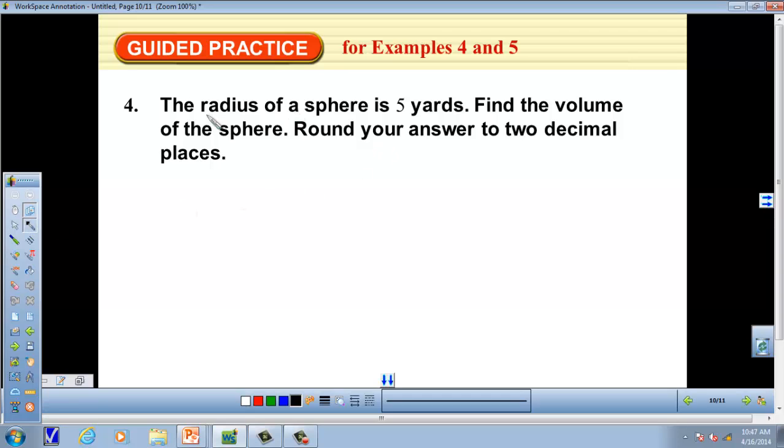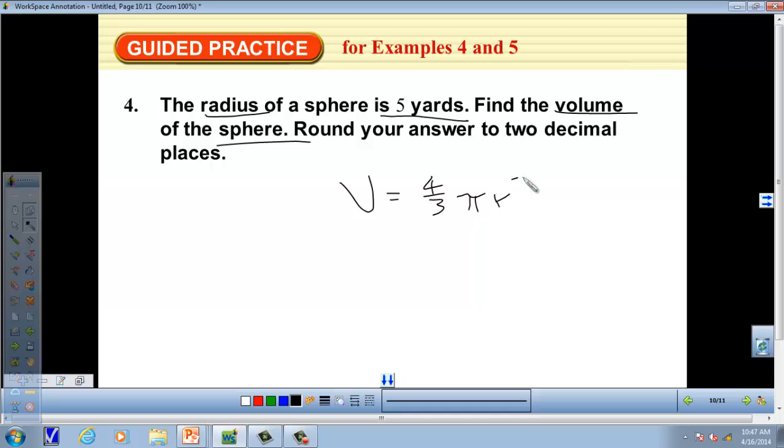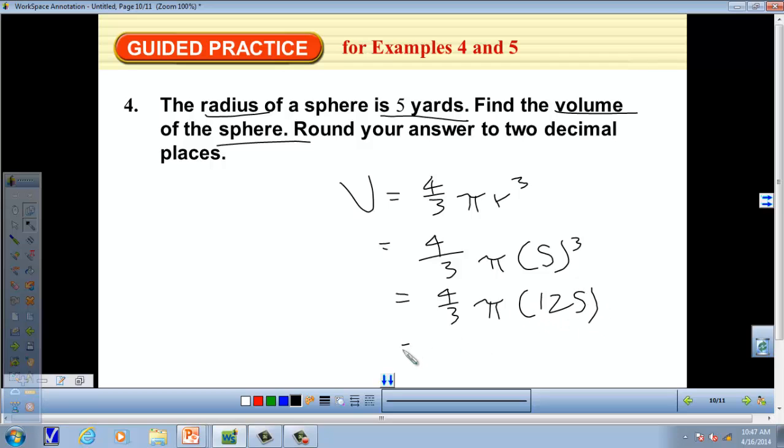Here's another one. Again, radius this time is 5 yards. We want to find the volume of the sphere. Our formula is 4/3 pi r cubed. So we have 4/3 pi times 5 cubed. 5 times 5 times 5 is 125. So we would have 4/3 pi times 125. If we multiply that out, that would give us 500 over 3 times pi.